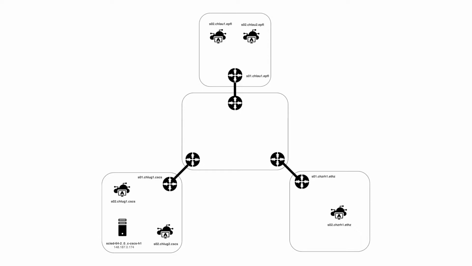At the top we have EPFL, which will act as the traffic sink, and at the bottom we have 2 ASs which will act as the traffic sources. On the left side we have CSCS, which will use reservations. On the right side we have ETH, which will not use any reservations.